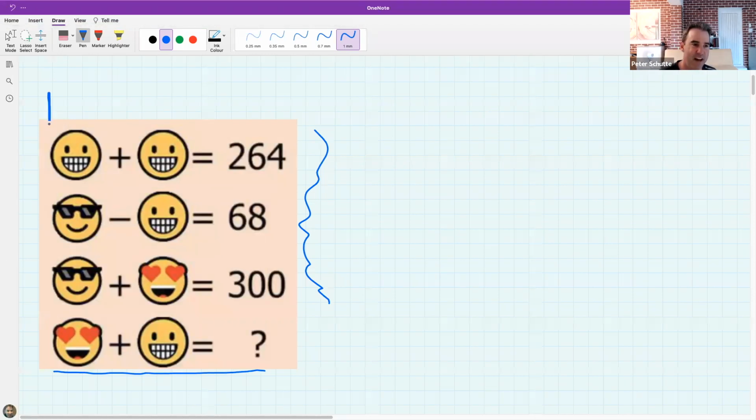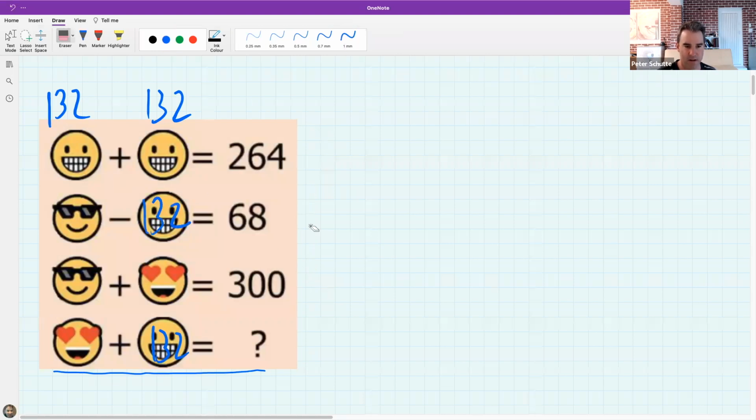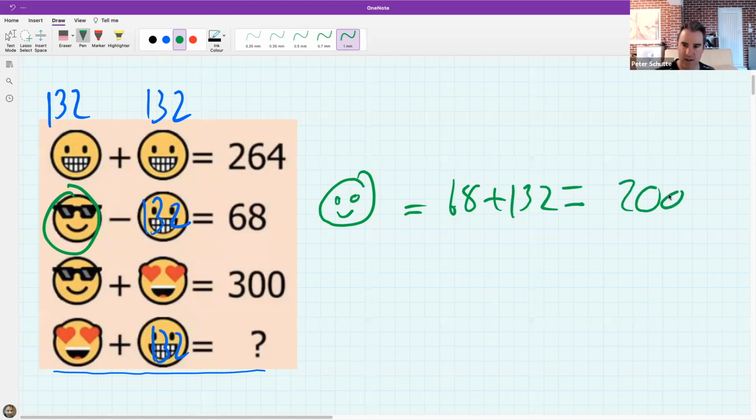So I think it's fairly obvious that this is 132 because, but then the question is, what is the guy with the sunglasses worth? If it's minus 132 on the one side, I think I can add 132 to both sides. And if I do that, I get 200 for the happy smiley man. Or not the happy smiley man, sorry, the sunglasses.